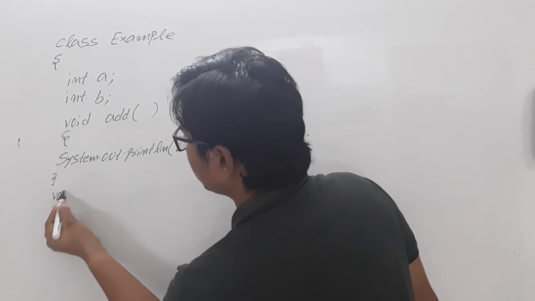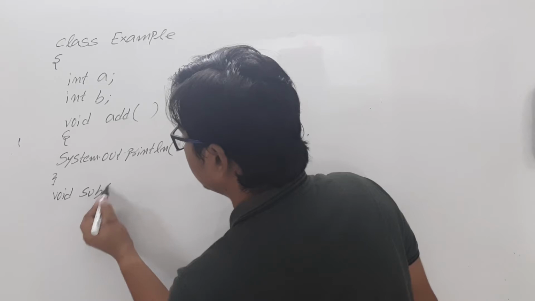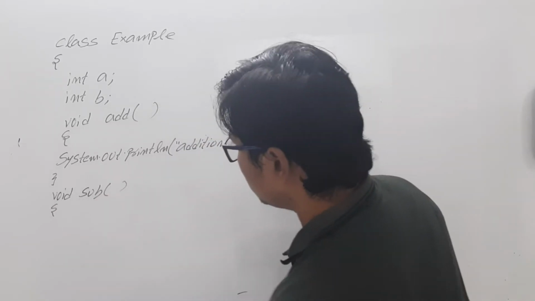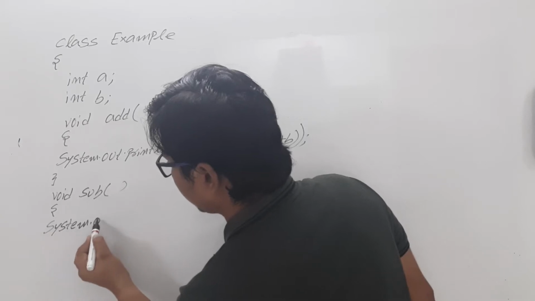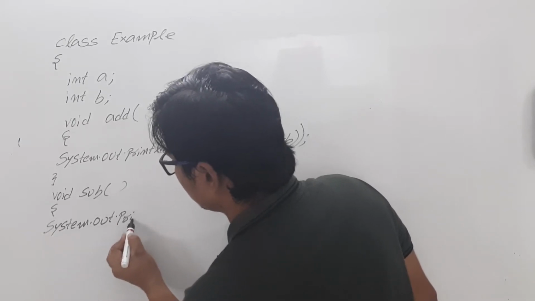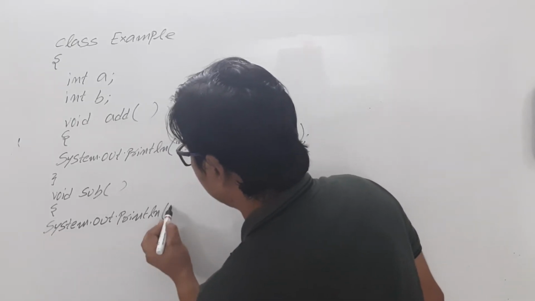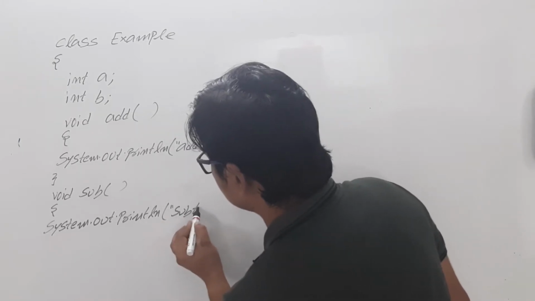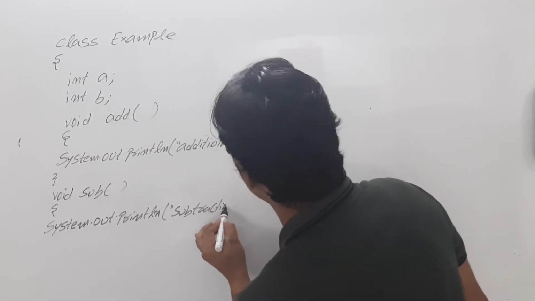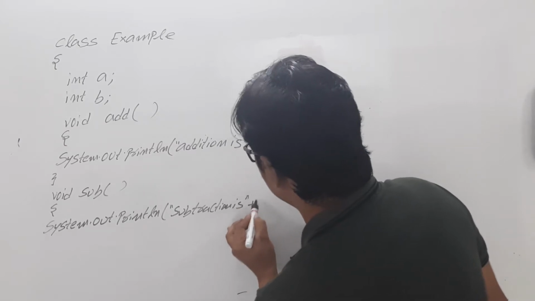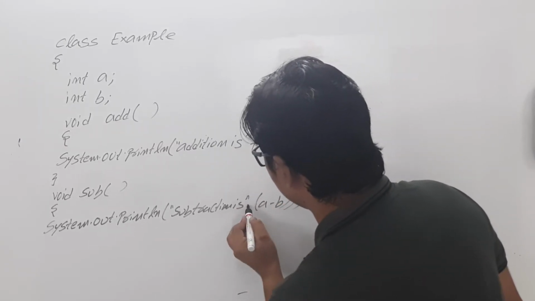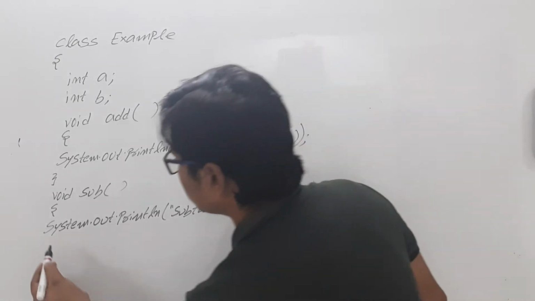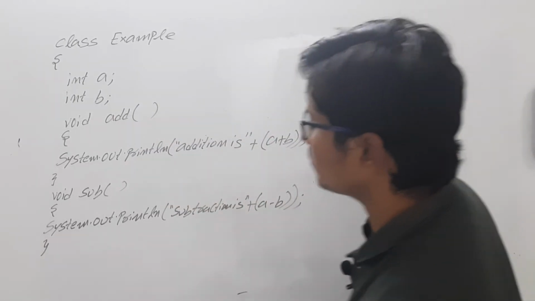Similarly, I have another method called sub. Now this method will perform the subtraction and display the value. So System.out.println, "subtraction is", a minus b. Okay. This plus is for concatenation. Let me close the method. And let me close the class.